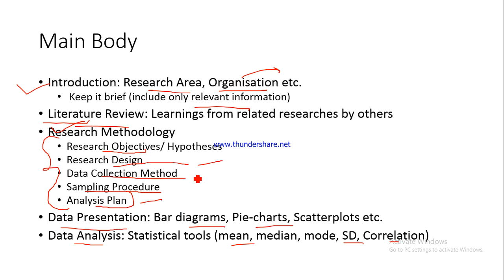So now whatever data you have collected, you can present it through bar diagrams or pie charts or scatter plots. And whatever data you have collected, you have to make sense of it. You have to analyze it. For that you have to use these statistical tools. So for example, if there are people who say that they prefer cash awards, then what is the mean preference score given by these people, by these employees whom you have interviewed? So this is what you have to basically do in the data analysis portion.